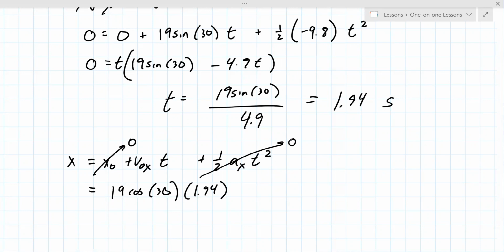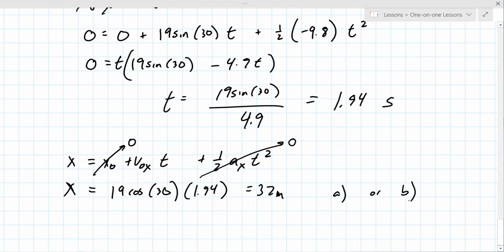Okay. But what about the x? Do I set the x equal to 0 because it's on a flat plane? Well, you're solving for x because your x is how far it went. Oh, never mind. So 19 cosine 30, I multiply that by 1.94, which we just got, and it should be 31.92 meters. So we'll say about 32 meters. So that gets us down to A or B.